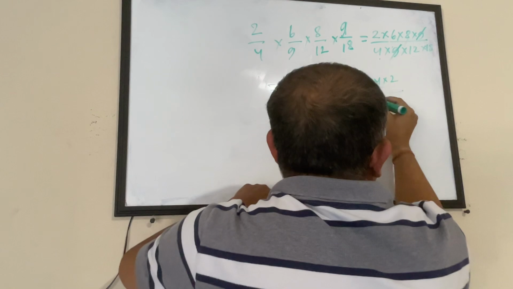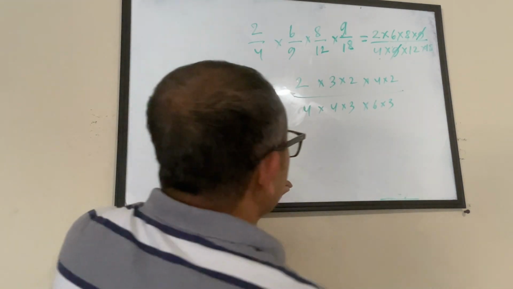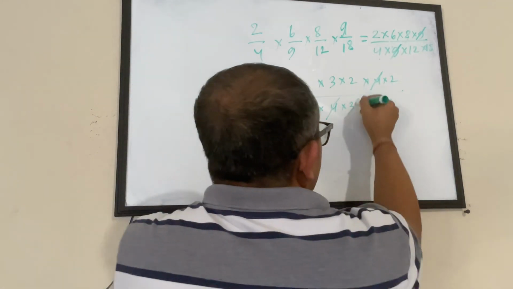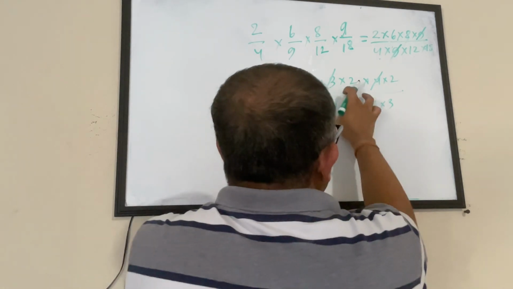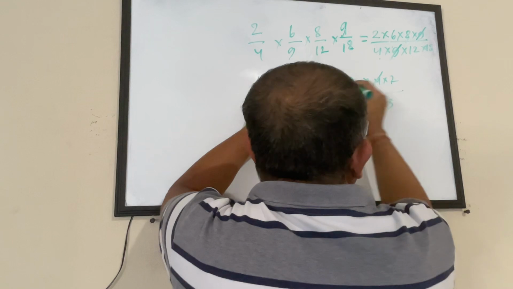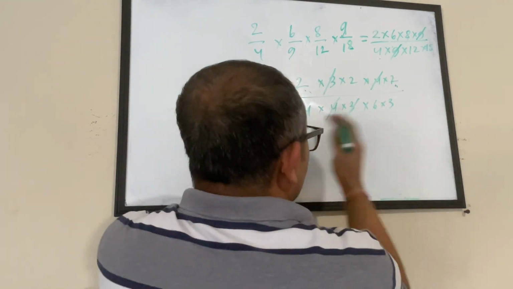And 18 you can write as 6 into 3. Let's see if you have more opportunity to do tic-tac-toe. Why not do? This 4 and this 4 gone. This 3 and this 3 also gone. Then here you have 2 and 2 and 2. Here you have 4 and 6. So 2 into 2 is what? 4. So let's do it. We'll combine them together now.